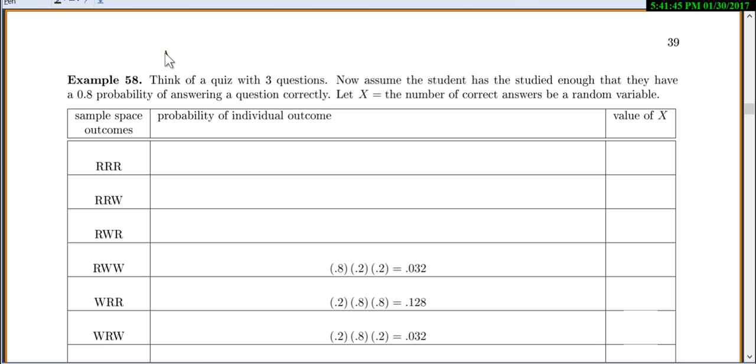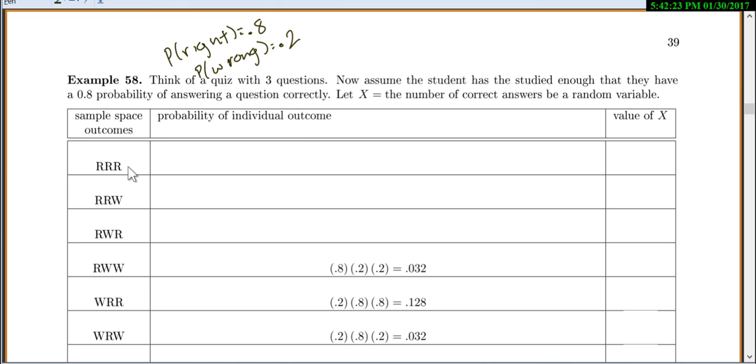So let's just say here the probability of getting one right, it told me, is 0.8. And then what is the probability of getting one wrong? 0.2, because they always have to add up to 1. So what we're going to do to find an actual probability distribution is you go through and you list out all of your possible outcomes. So you could have right, right, right, right, right, wrong, wrong, right, etc. And you have to find the probability of each one, because these aren't all going to be 1/8, because they're not all equally likely. So let's see, probability of individual outcome.